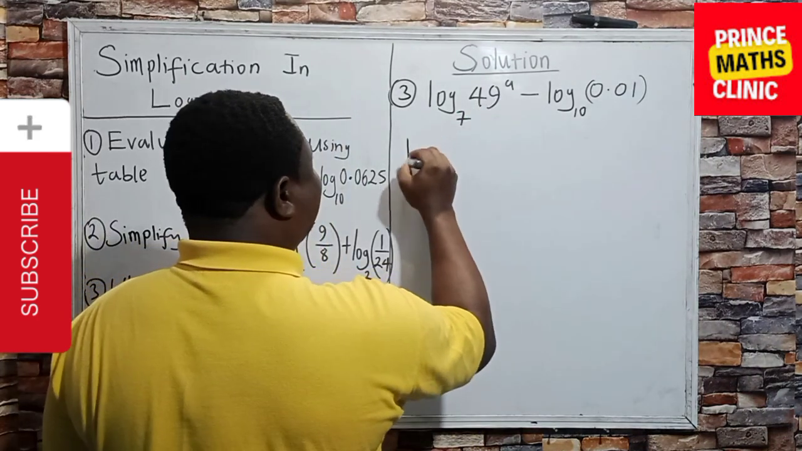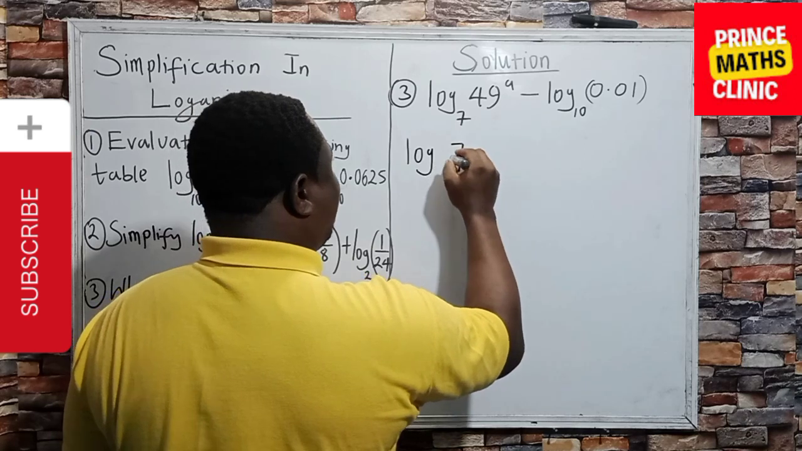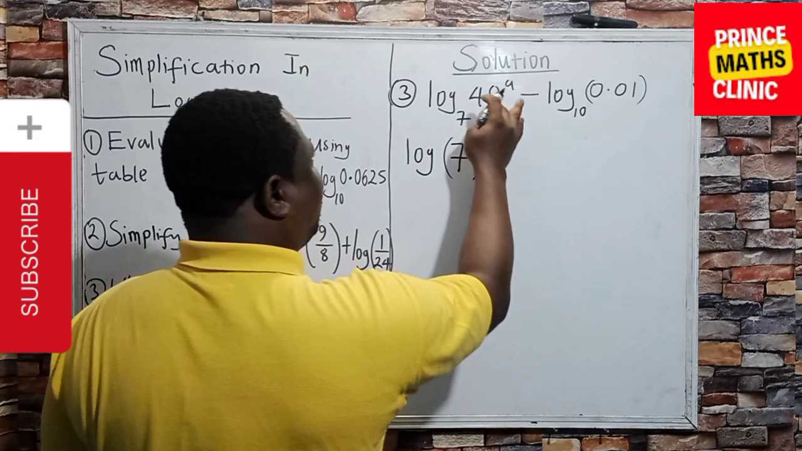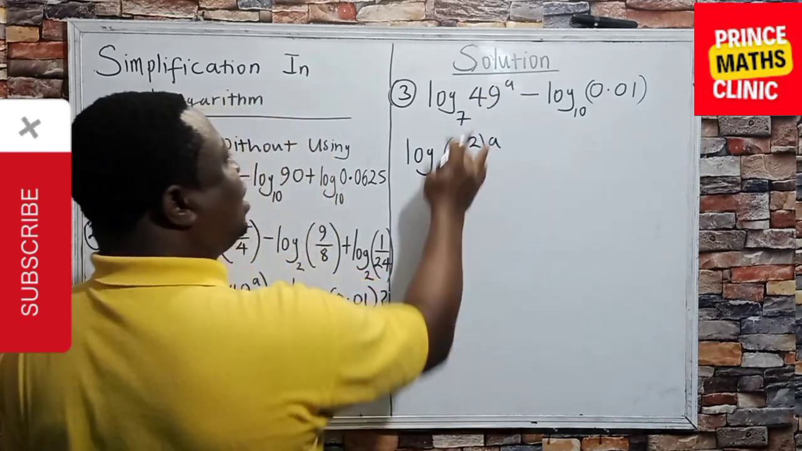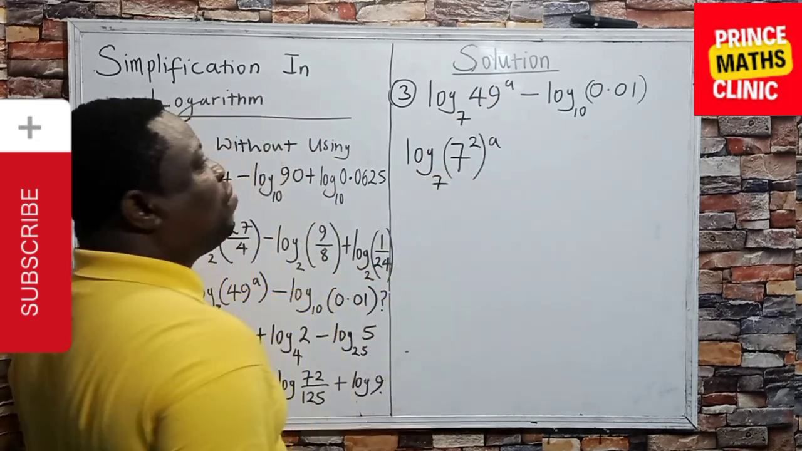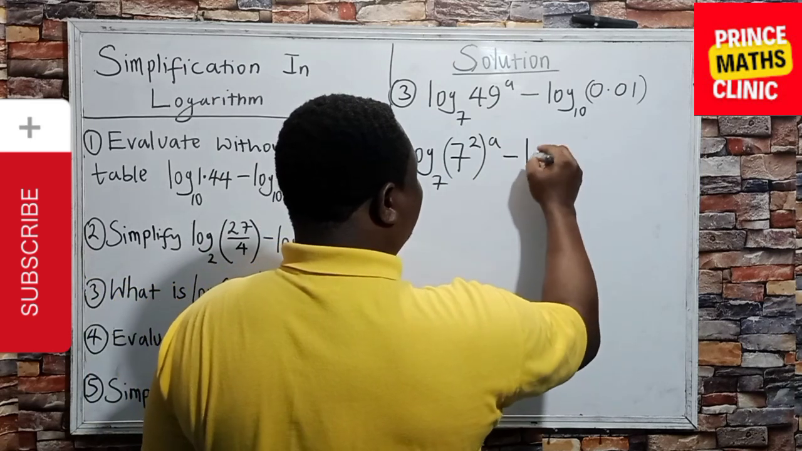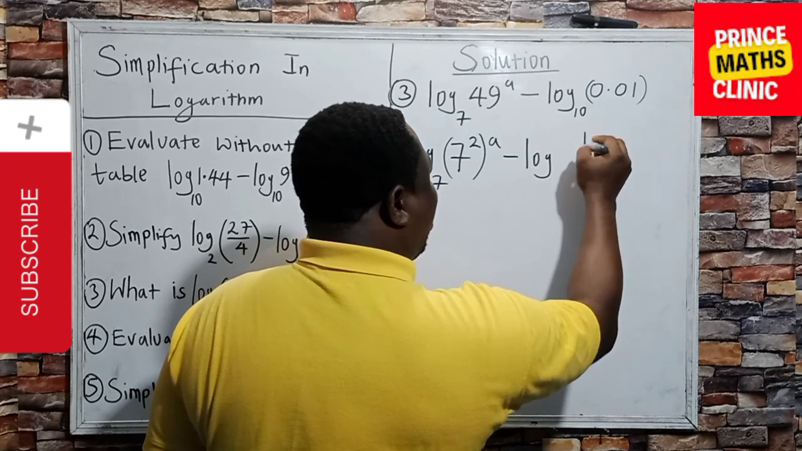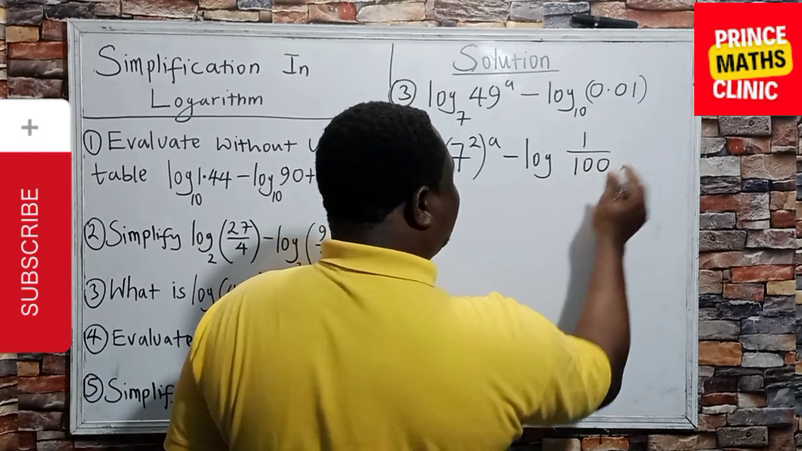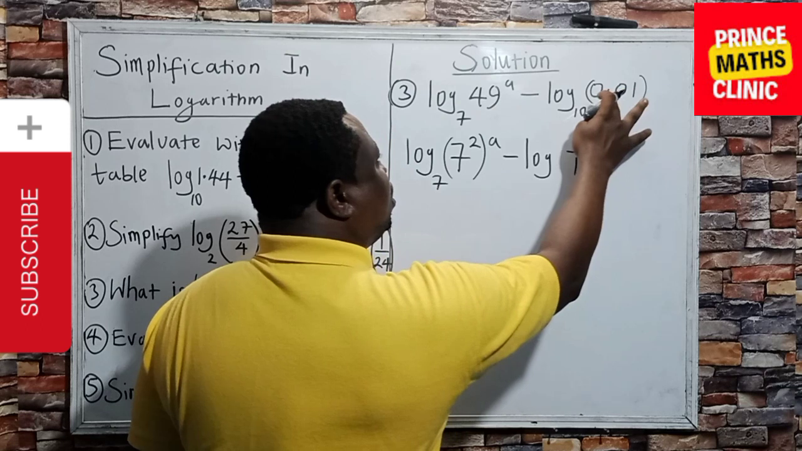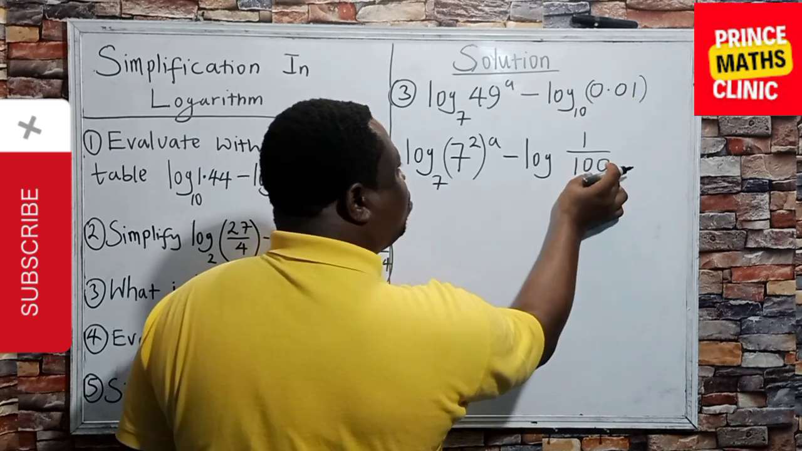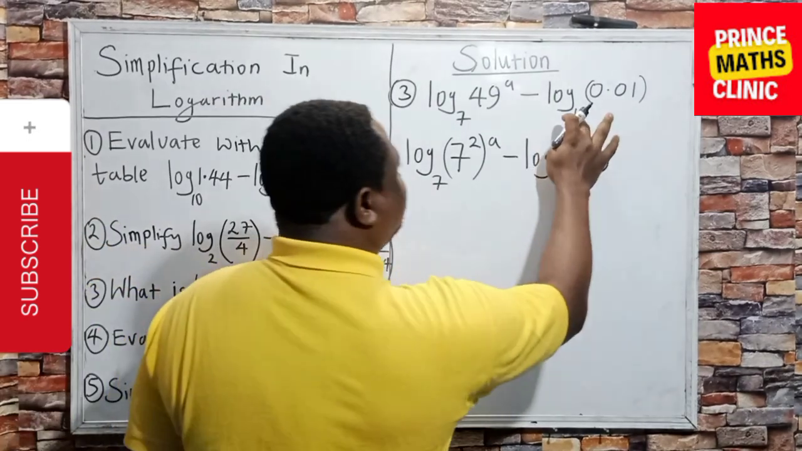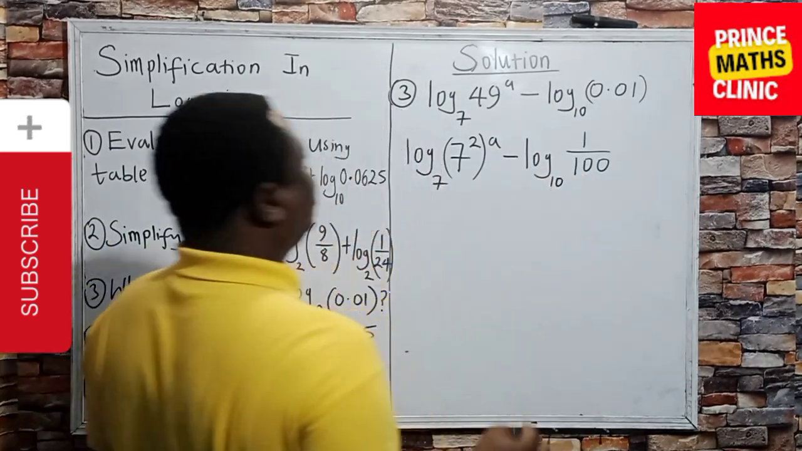49 can be expressed as this. 7 to the power of 2 gives us 49. Then 49 is carrying a power of a, you put that a. Then it has a base of 7, you put the 7 at the base. Minus. Then this 0.01 can be expressed as 1 over 100. It is 100 because you have 2 digits after the point. That's why you put 2 zeros. Then this one is this one at the numerator there. So base of 10, you put the base of 10.